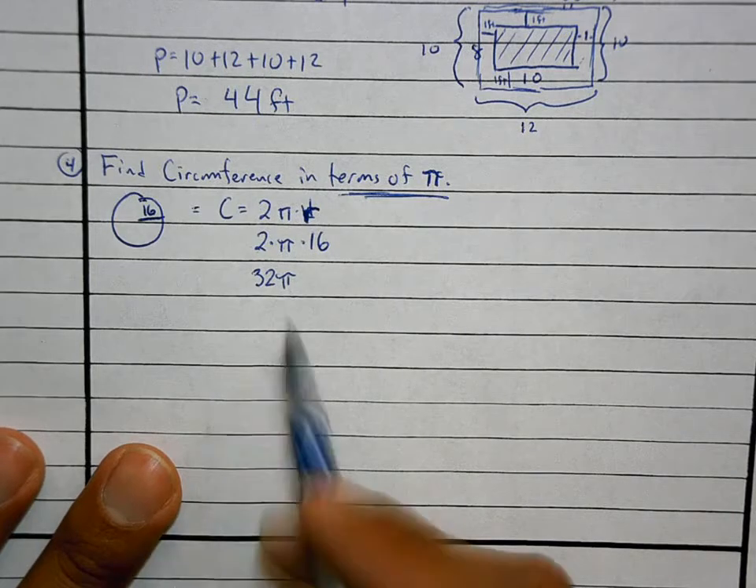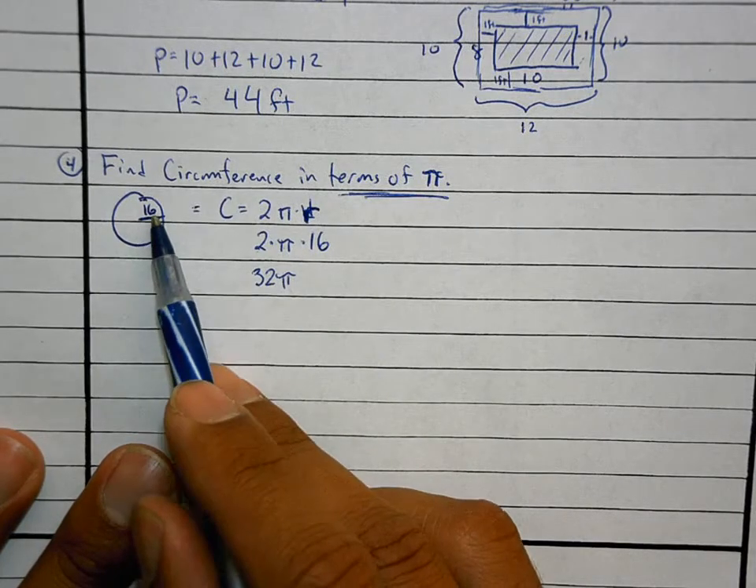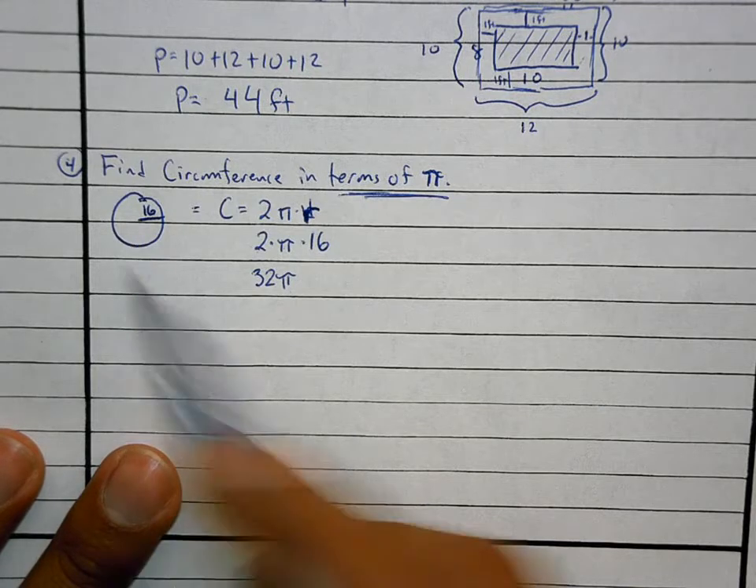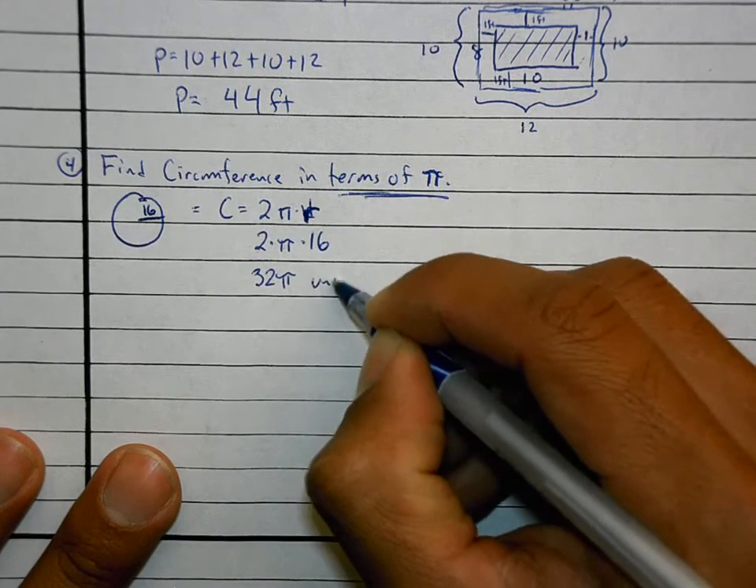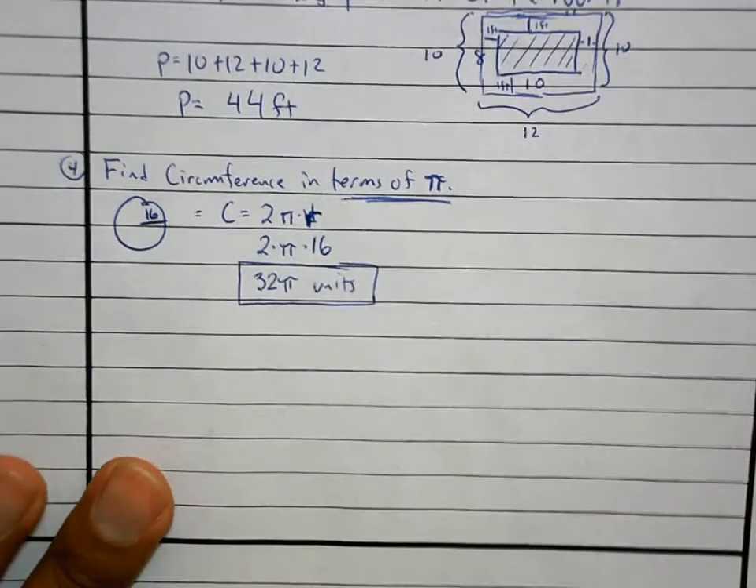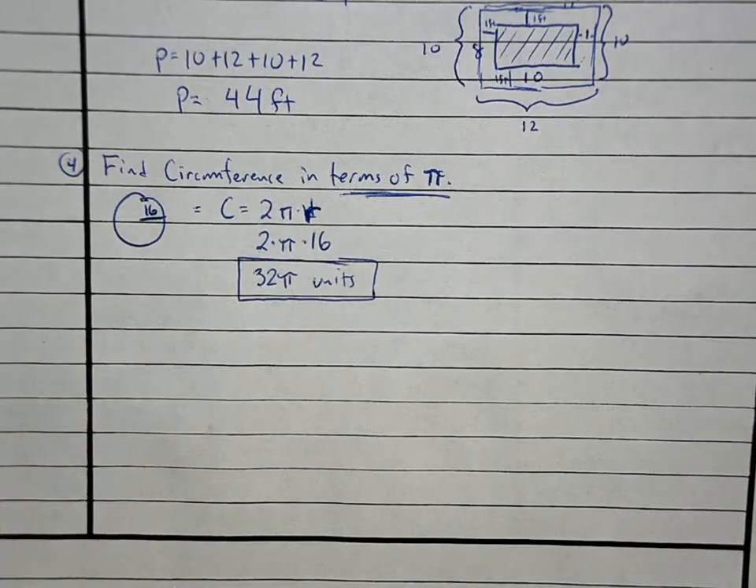This is how we write our answer in terms of pi. I don't know if this is in inches or feet or meters, so a lot of times we just say 32 pi units, and that's our answer. It's not square units because circumference is like a perimeter. It's a distance outside, and we would just write 32 pi. Units is fine, or since it's blank there, you can leave it blank. It's fine with me.